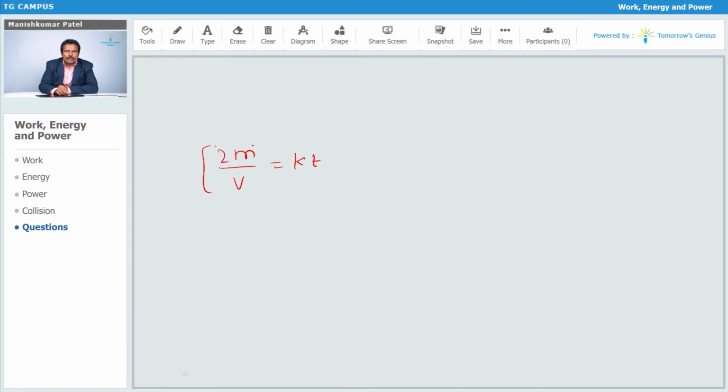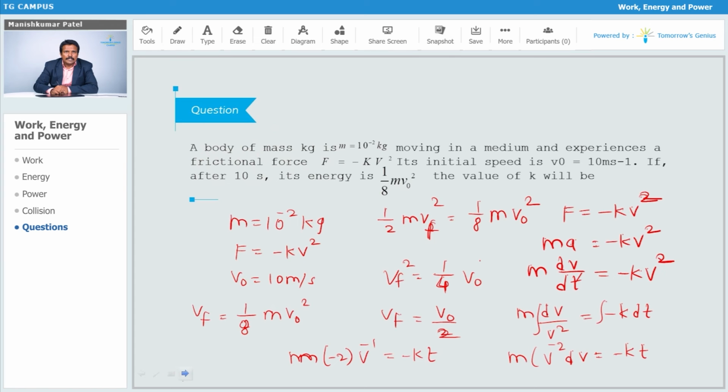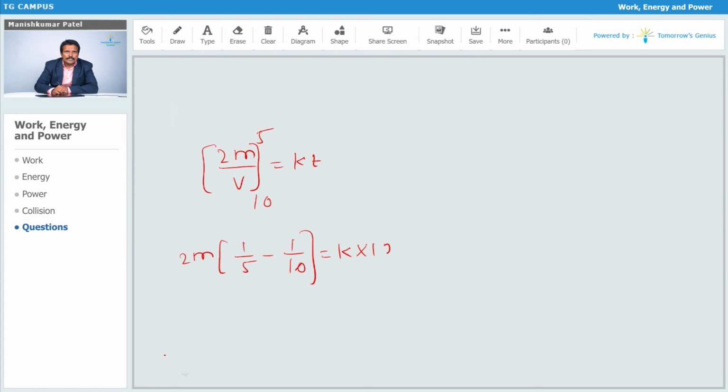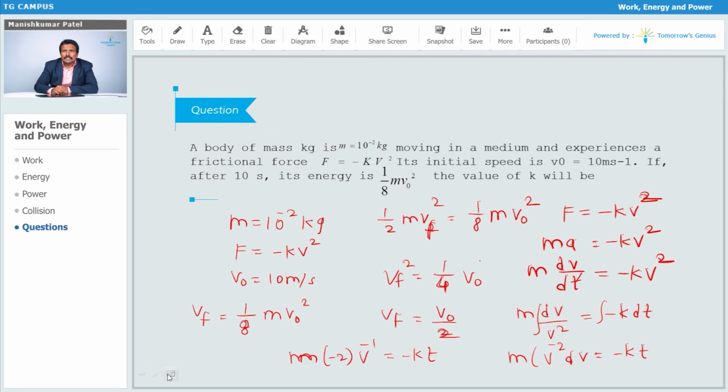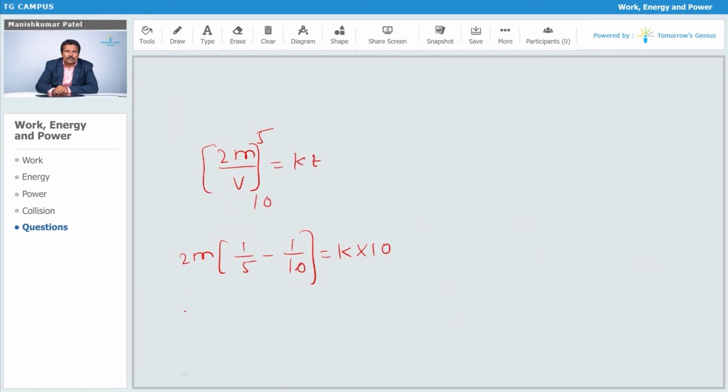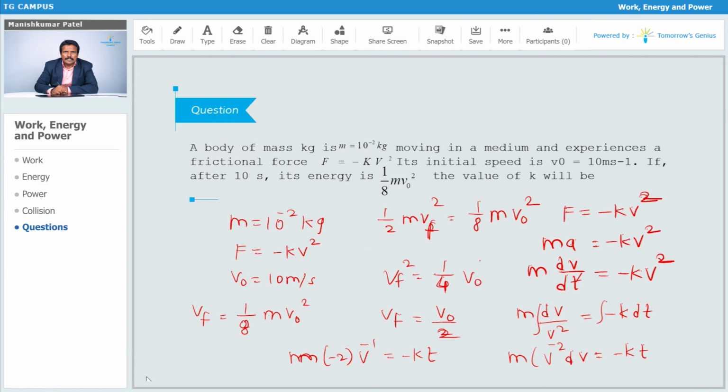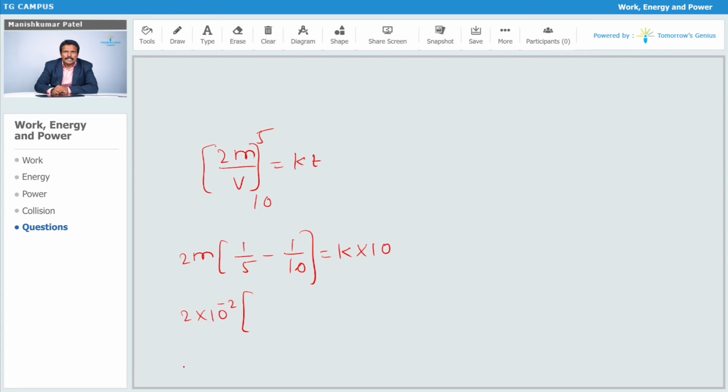Now the limits for v: the initial is 10, the final is 5. So that is m times 1 by 5 minus 1 by 10 equals k into t. What is t they have given? It is 10 seconds. And what is the value of m? It has been mentioned, 10 to the power minus 2. So this is how we can write it down.